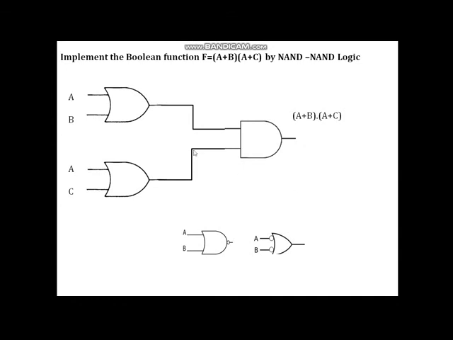Next, if you want to convert this AND into NAND, it means we have to put a bubble on its output. And if you want to convert this OR into NAND, it means we have to put a bubble on its input, right? So put a bubble at the output. To compensate this, you have to put another bubble on the same line. For that I am using an inverter here.